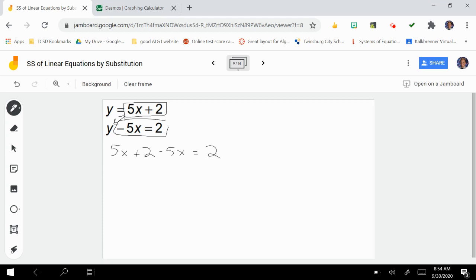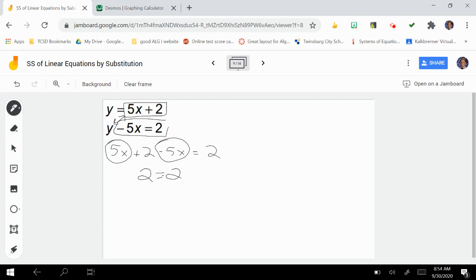And now I'm going to combine like terms like I always do. All right. We have a 5x minus the 5x, which is something interesting. What does 5x minus 5x get you? 0x. So we don't have any more x's. They simplified out. So we get 2 equals 2. What does 2 equal 2 mean? Yeah, they're equal to each other.